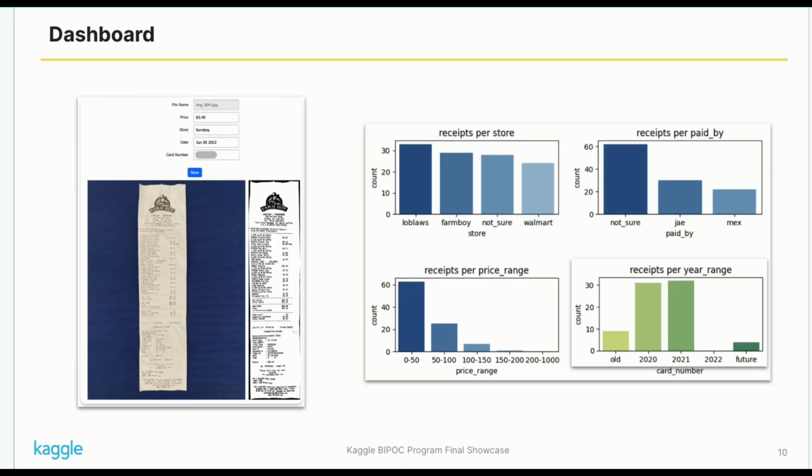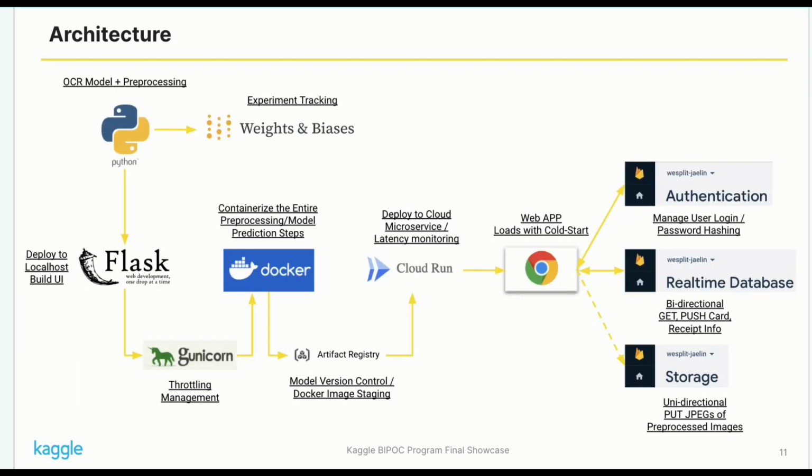The OCR information that is extracted is categorized into multiple graphs, and these insightful graphs help users understand their spending habits better. The architecture of this app includes multiple components. First, Python to build this model and pre-process the input, and experiment tracking through Weights and Biases, and deploying to the localhost using Flask.